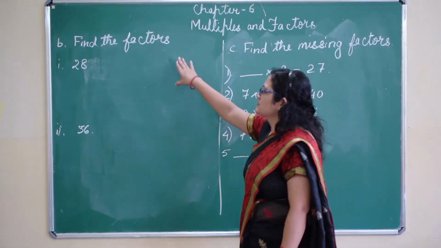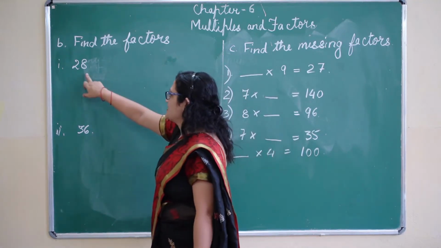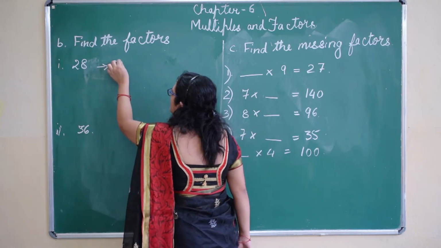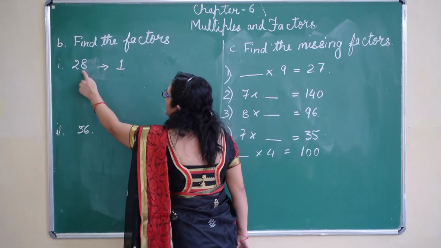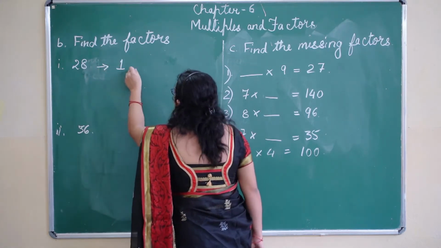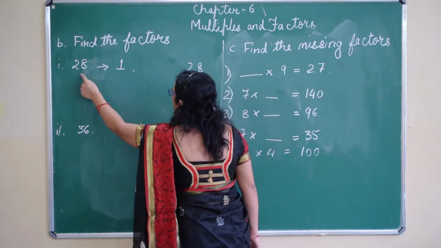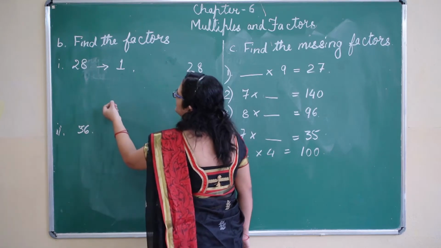Our next question is to find the factors. So I have told you, factors means the first number is 1. The 1 exactly divides 28, and the last factor will be 28, that is the number itself. Now we will find the other factors.